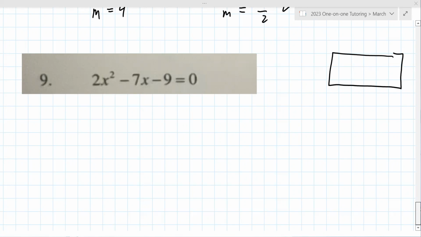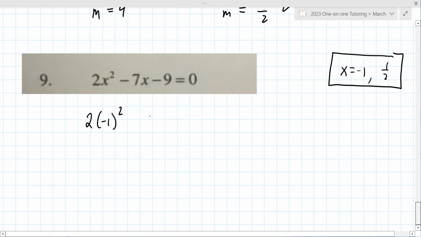I got x equals -1 and x equals 1/2. Okay, so the -1's not too bad to test here. -1 squared minus 7 times -1 minus 9, does that equal 0? So -1 squared is 1, 2 times 1 is 2, plus 7 minus 9, that does in fact equal 0.